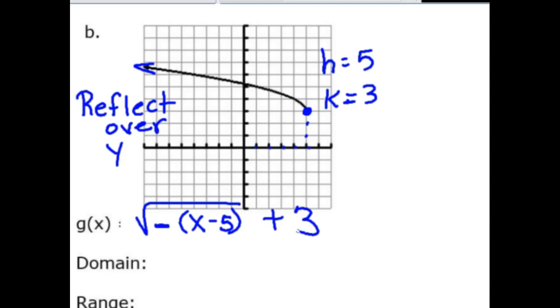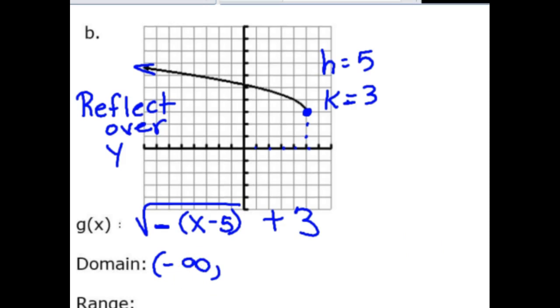Since it's pointing to the left, the x values are getting smaller. The domain is going to change. Oops, I don't really need that plus sign. And, oh, I made a little mistake. You know what my little mistake is? What did I do wrong on the domain? That is a closed point right here, so that needs to be a square bracket.